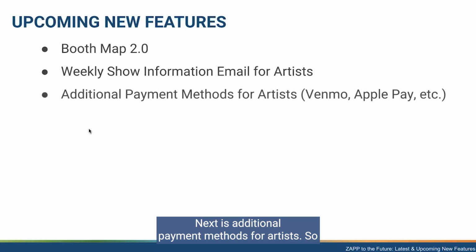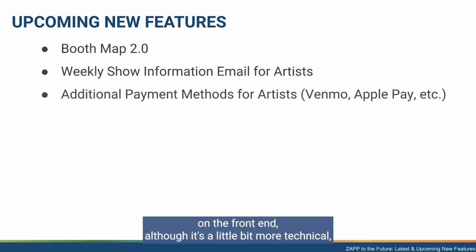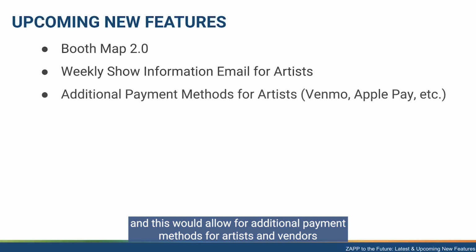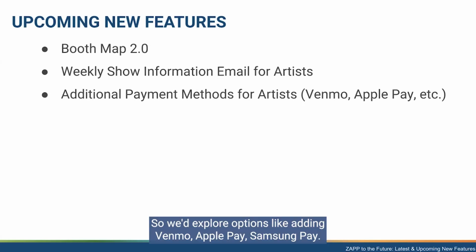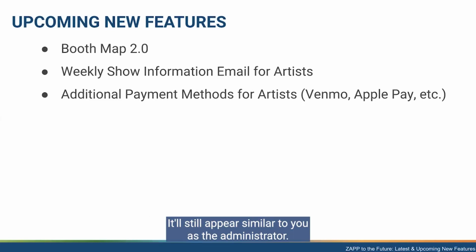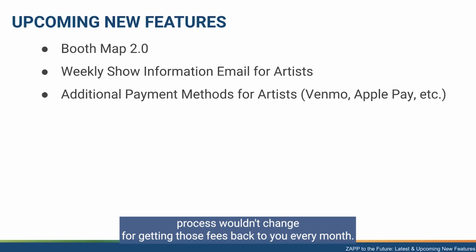Next is additional payment methods for artists. So this feature is pretty simple on the front end, although it's a little bit more technical. This would allow for additional payment methods for artists and vendors to pay their jury fees, booth fees, whatever it is. So we'd explore options like adding Venmo, Apple Pay, Samsung Pay. It'll still appear similar to you as the administrator. It'll just say paid by a credit card or whatever it is. And the remittance process wouldn't change for getting those fees back to you every month.